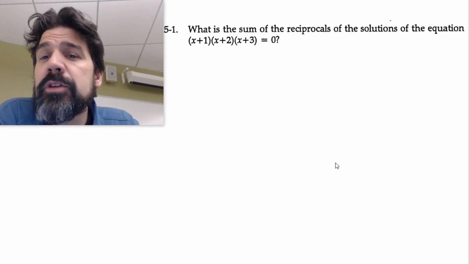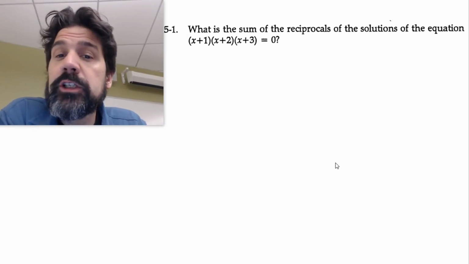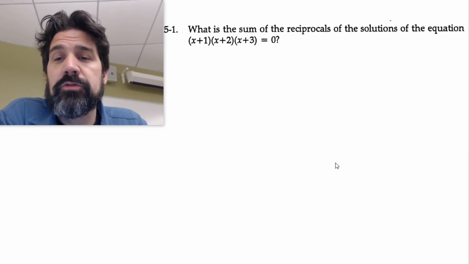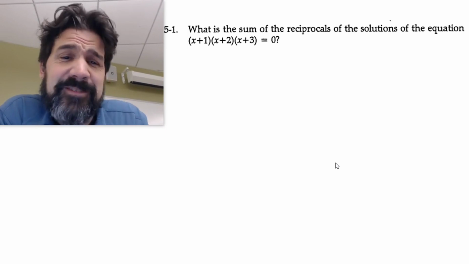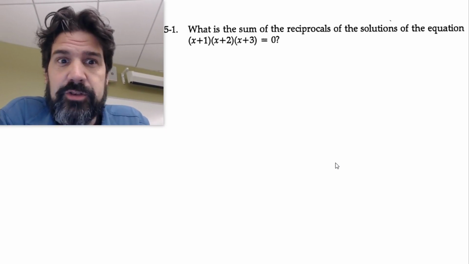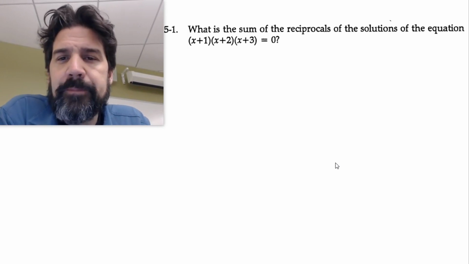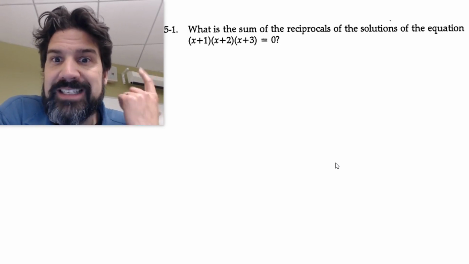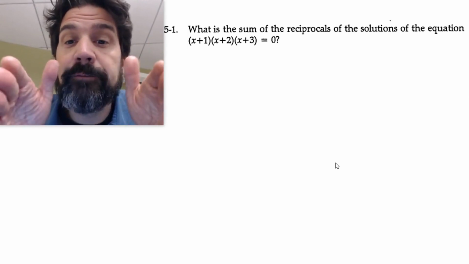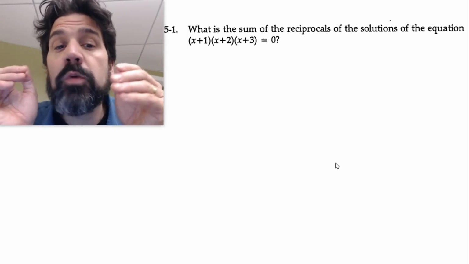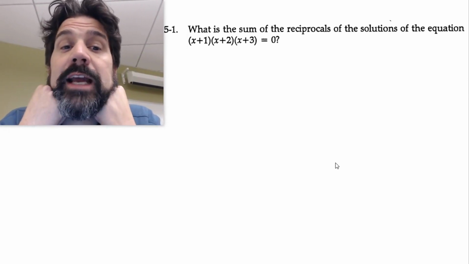What is the sum of the reciprocals of the solutions of the equation (x + 1)(x + 2)(x + 3) = 0? First thing to do, let's just find those solutions. You can actually just solve them in your calculator if you weren't sure, but hopefully you're all sure enough to know how to solve something in factored form. It's already factored for you, so you just say, when does x + 1 equal 0?